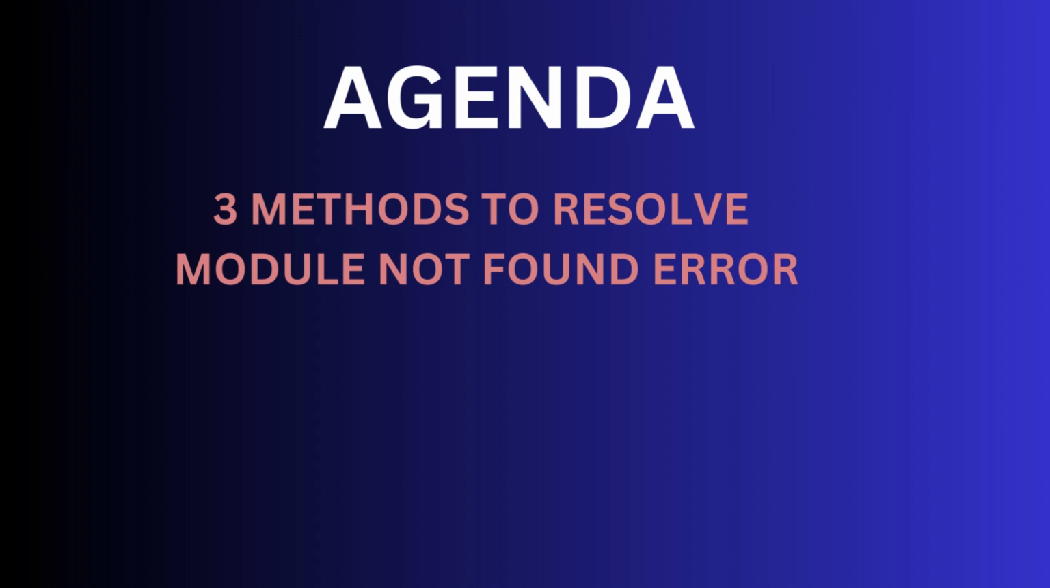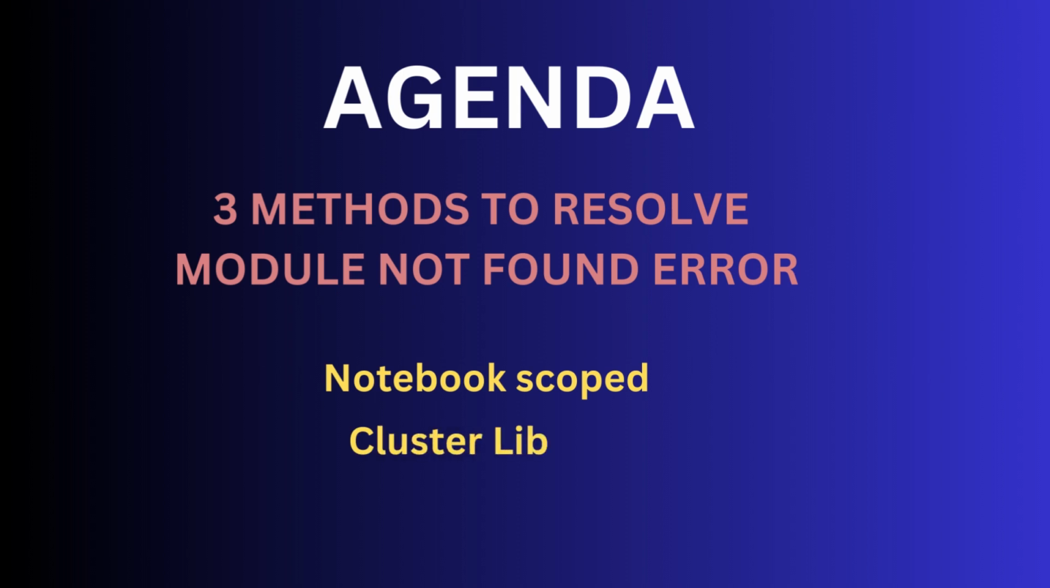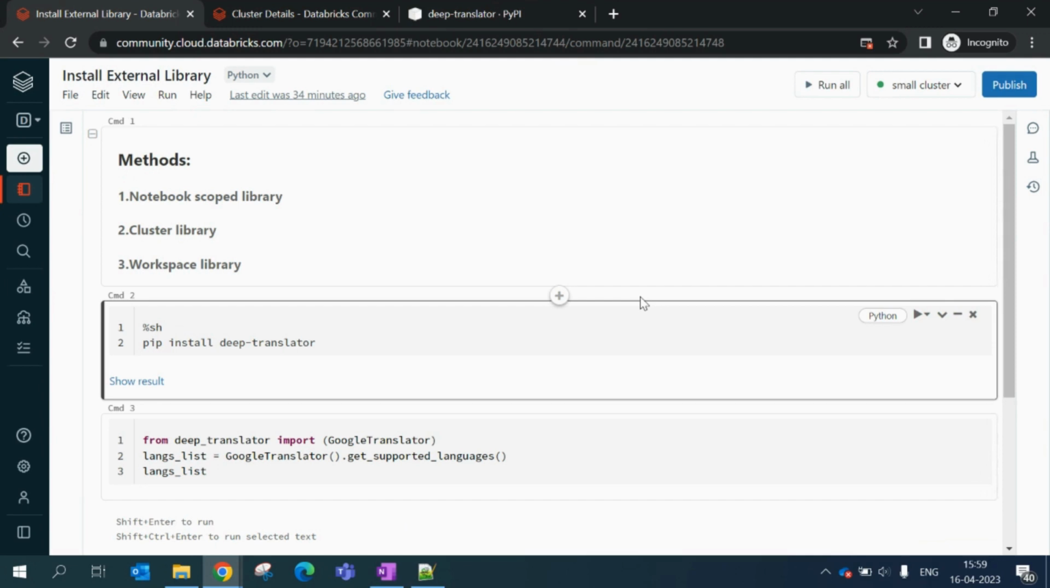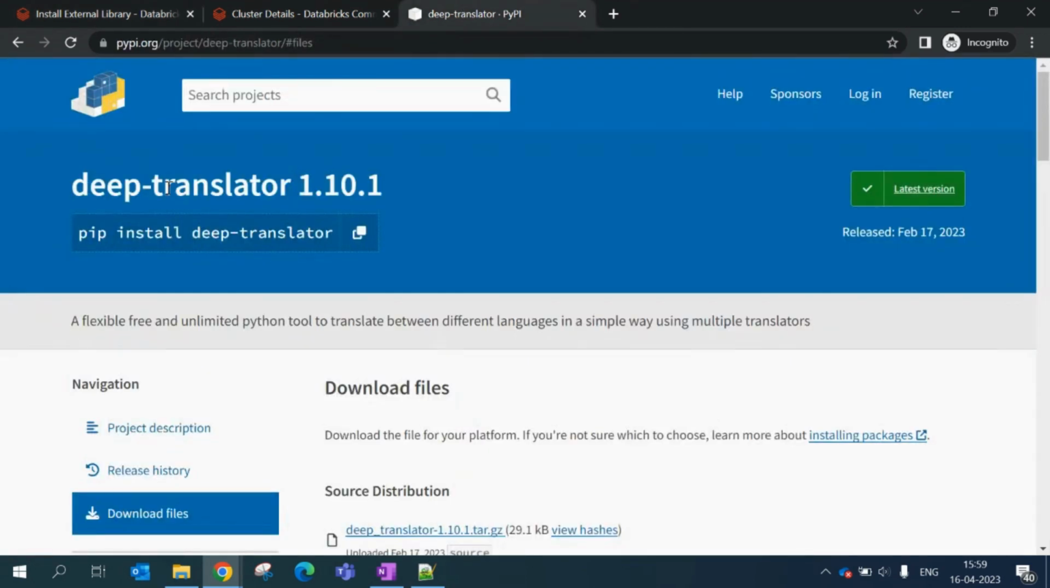Basically, there are three methods to install an external library. First is using the notebook, second is the cluster, and third is using the workspace. I will be installing deep translator in my Databricks today. If you see my screen, it says Deep Translator 1.10.1 that I will be installing today using a command called pip install deep-translator.